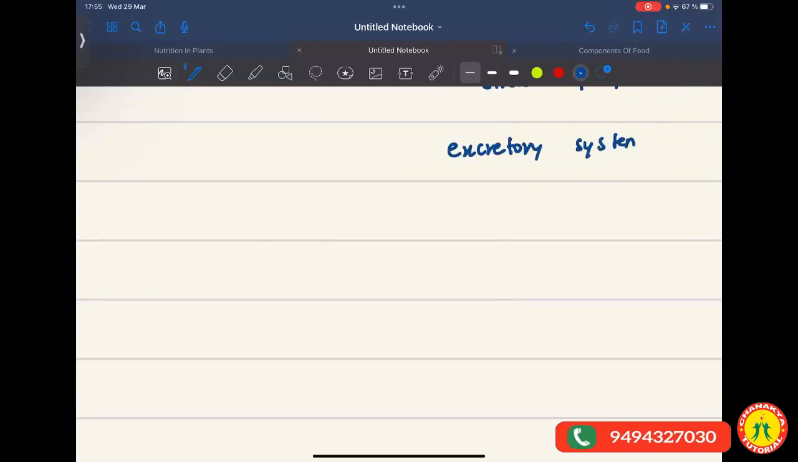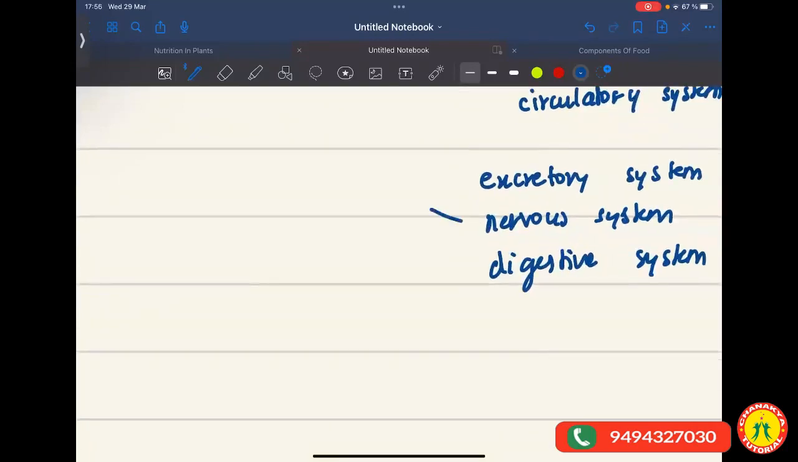There are so many other systems, the excretory system. We have the nervous system. We have the digestive system. Within the nervous system itself, we have two: CNS and PNS. CNS means central nervous system. PNS means peripheral nervous system.